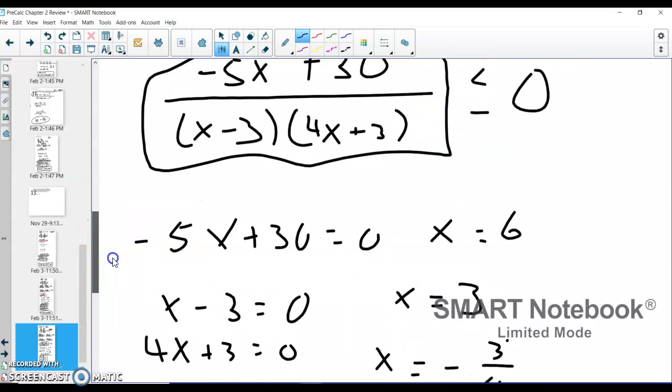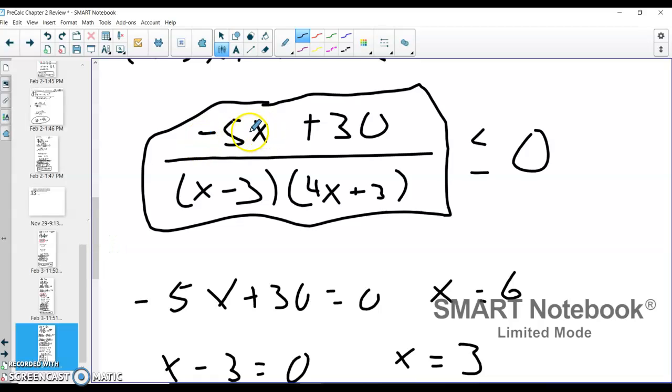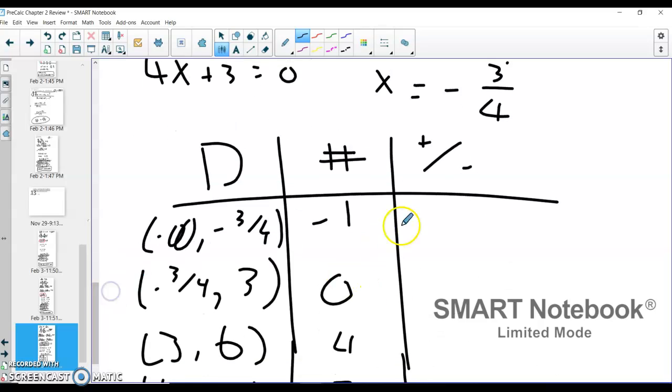So plugging in negative 1, I get negative 5 times negative 1, that is positive 5, plus 30, that's a positive. Plugging in negative 1 here, I get negative 1 minus 3, that's a negative. I get 4 times negative 1, that's negative, plus 3, that's negative. A negative times a negative is a positive. So I get positive divided by positive, which gives me positive.